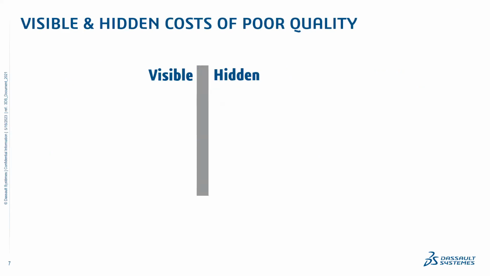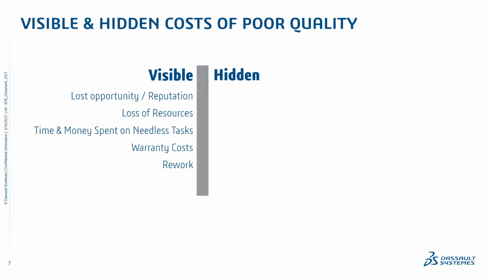Turning to quality, there's really 2 dimensions to quality. There's a visible side of quality and the hidden side. The visible side is pretty obvious. It's loss of reputation, kind of like getting a bad score on Yelp or Amazon review, loss of resources, time wasted on doing rework, and potential warranty costs.